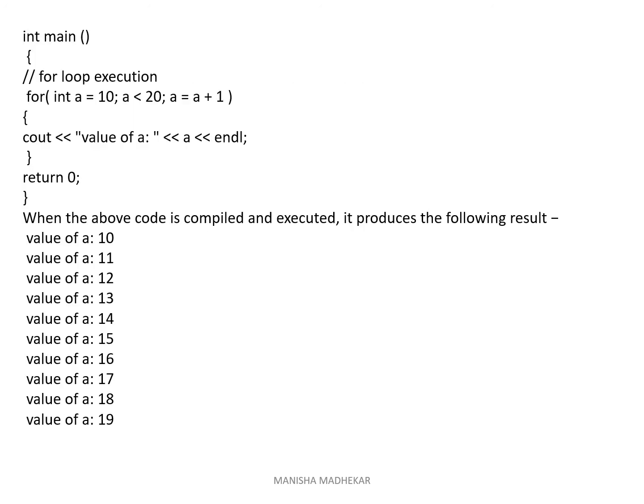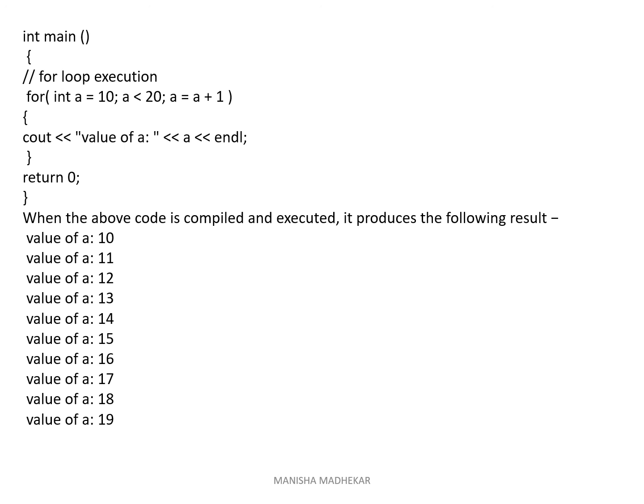Now this is one example of a for loop. For int a is equal to 10. So here we are initializing the value of a as 10. The condition checking statement is a less than 20 and the increment statement is a is equal to a plus 1. It will display the value of a every time.